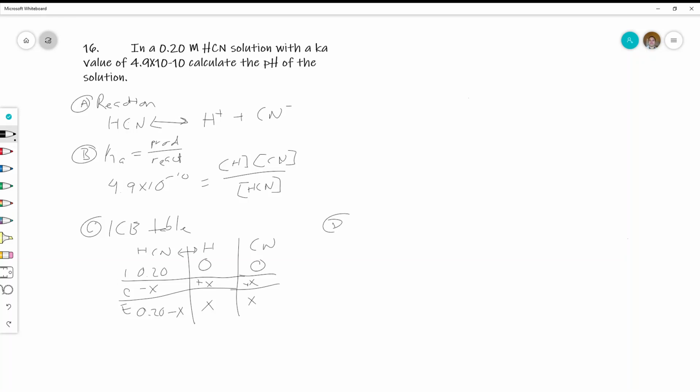So plug in. Alright, so we have 4.9 times 10 to the negative 10 equals x times x over 0.20 minus x. Now in this case, we can assume at this point that 0.20 minus x is going to be roughly about 0.20. This is because we believe that the value of x is going to be so minuscule that it's not going to change our overall 0.2 value.